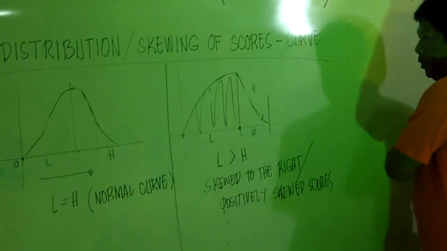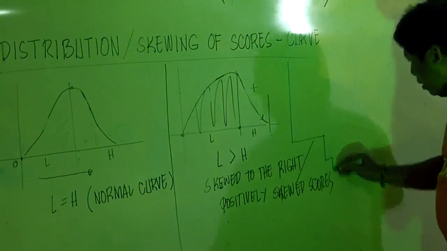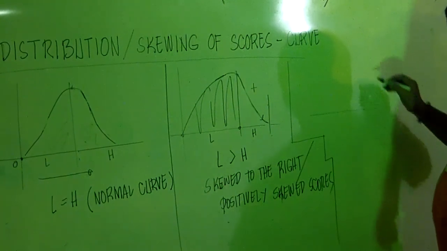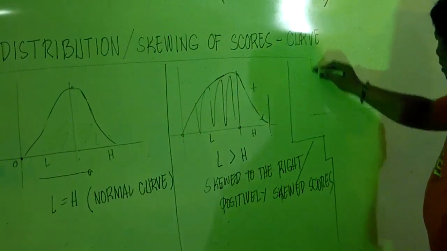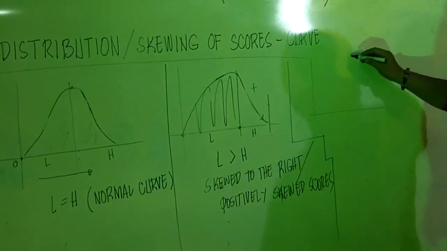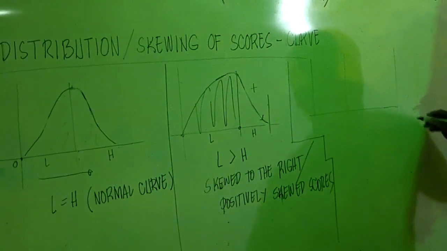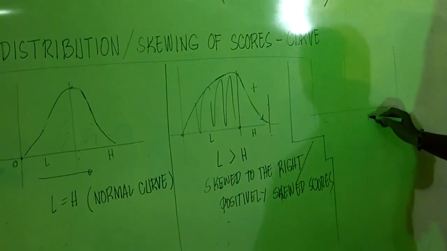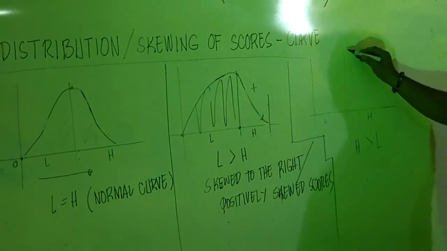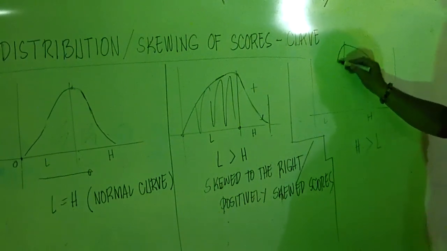Positively in the sense that it is to the right. And then we have the last condition, when the curve shows or represents more scores on the higher part or the higher group, more scores in the higher group, less on the lower group. So the higher is bigger than the lower. As you have noticed, the curve with more on the higher is being pulled to the left.